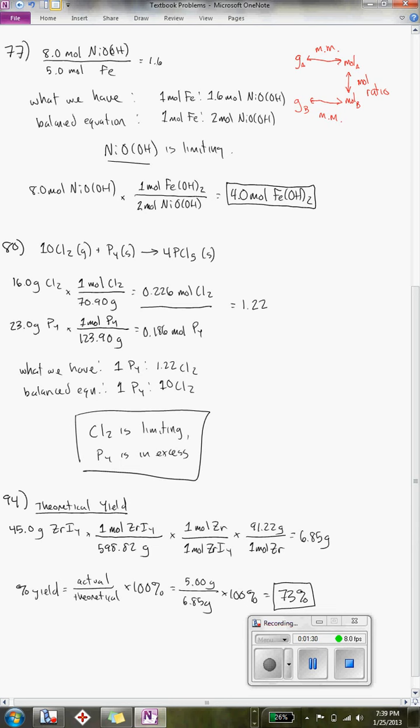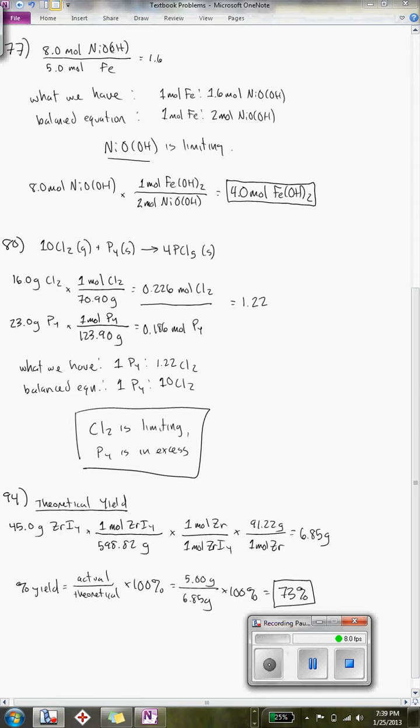In a limiting reactant type problem, your first step is to determine the limiting reactant. And once you get the limiting reactant, you can use that as your substance A. So you can go from grams of your limiting reactant to moles of it, then from moles of limiting reactant to moles of your product, and then from moles of your product back to grams of your product. Number 77 is one such problem.